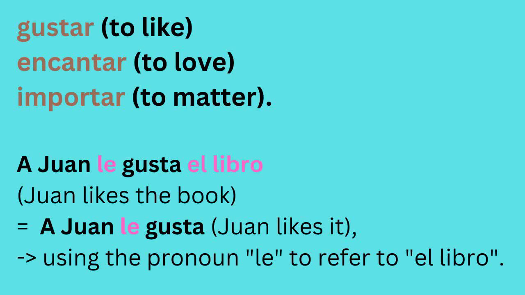We also use indirect object pronouns with certain verbs that always take an indirect object. Some examples of these verbs are gustar, to like, encantar, to love, and importar, to matter. For example, instead of saying, "A Juan le gusta el libro," Juan likes the book, we would say, "A Juan le gusta," Juan likes it, using the pronoun le to refer to el libro.